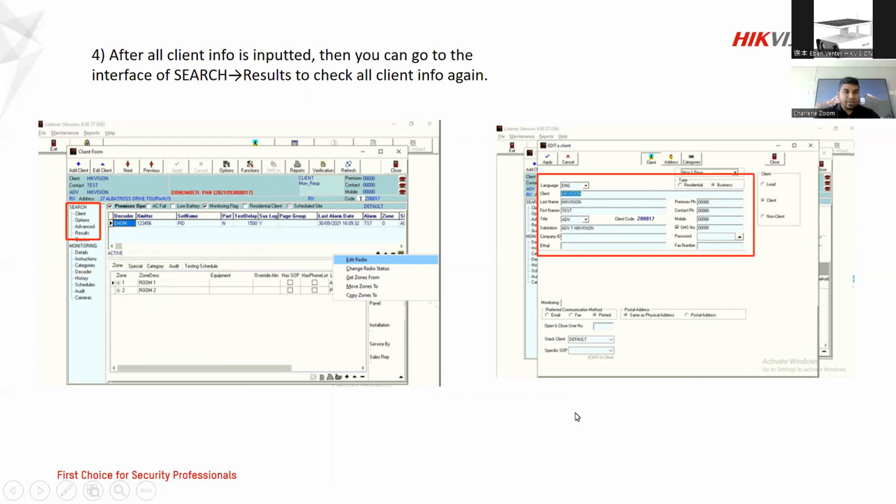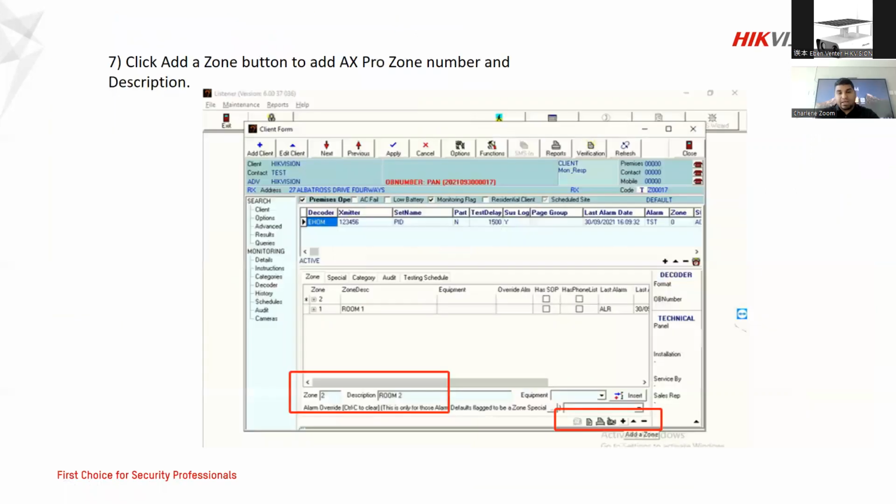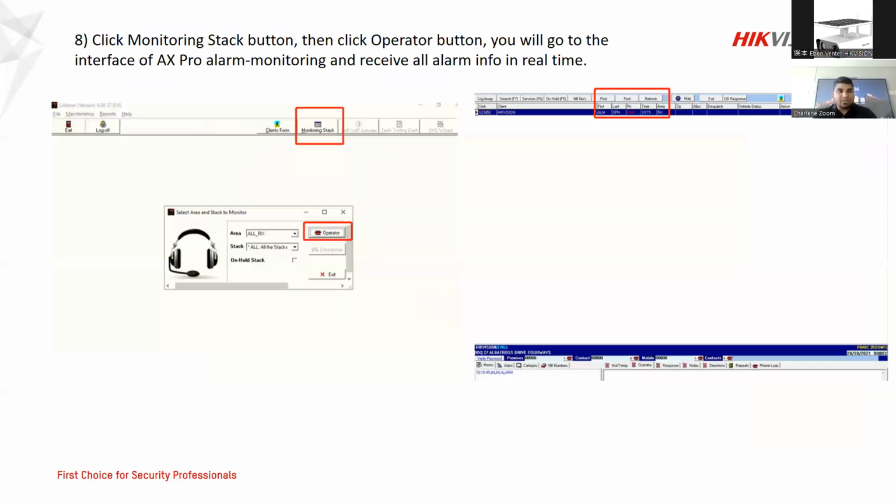Once that has been done, you will go to the monitoring interface on the decoder. You will then edit the radio, which in our instance will be the eHome. You'll click eHome and put in the transmitter number 13456 PID, and once that is created, you can add a zone button to add the Axpro zone number and description, right? Click the stack button, then the operator button. You will go into the interface of the Axpro alarm monitoring and see all alarms in real time, right?